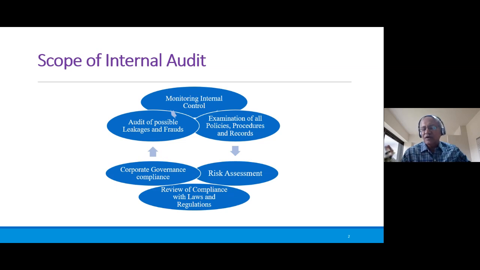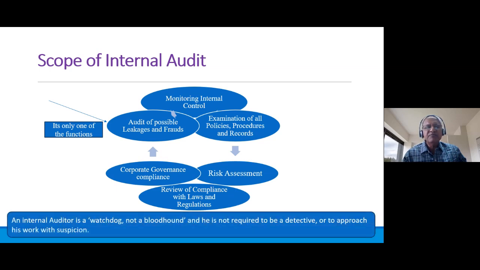So please remove from your mind the idea that audit means a bloodhound looking for leakages and frauds. It is only one of the functions. There are various other functions which we will be discussing more and more. As all of you know very well, the internal auditor is only a watchdog, not a bloodhound. This is what we say for statutory auditors also, and it applies to most types of auditors. He is not required to be a detective.